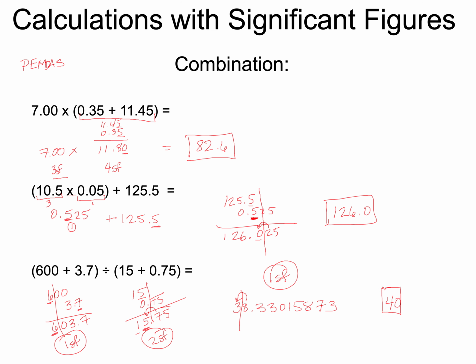So this is how you do calculations with addition, multiplication, combinations of both, and how you determine numbers of sig figs in a value.